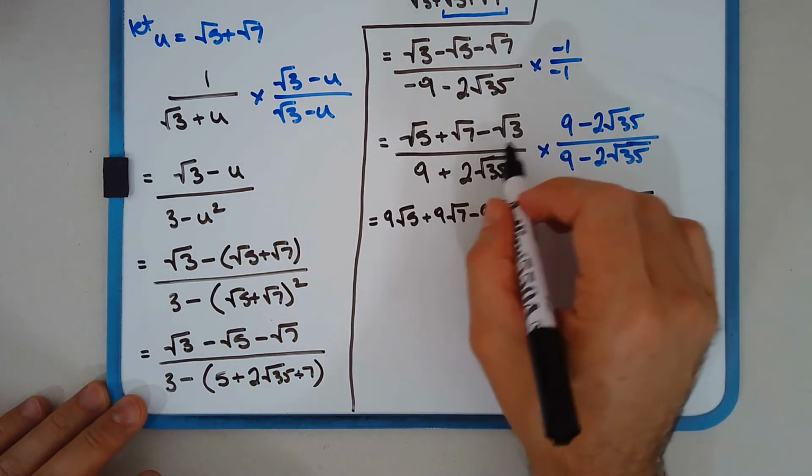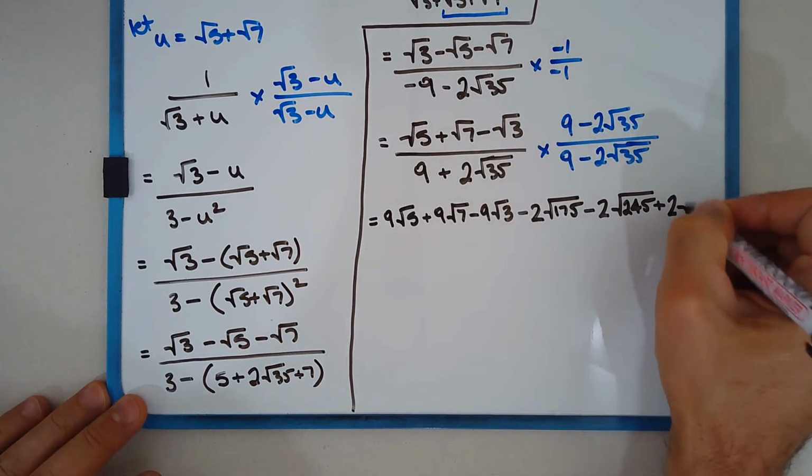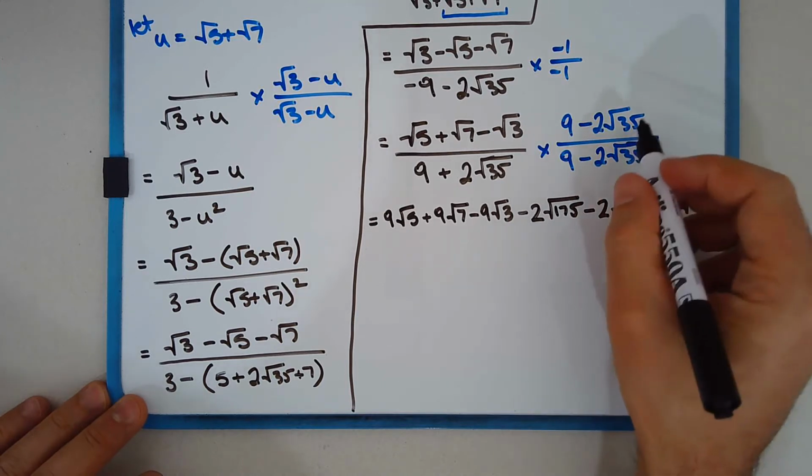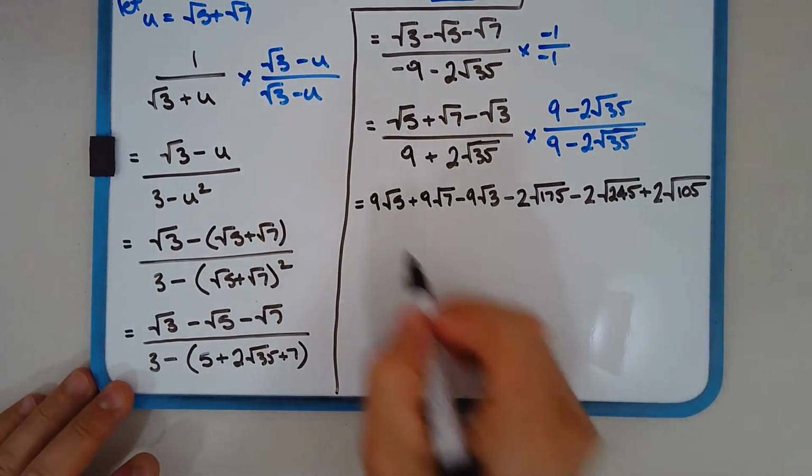Good. And now we're going to add something here. So we've got a negative root 3 times negative 2 root 35. So that's going to be plus 2 root 105, actually. So 35 times 3, 105. Yeah, and we just managed to squeeze that one in. All over.